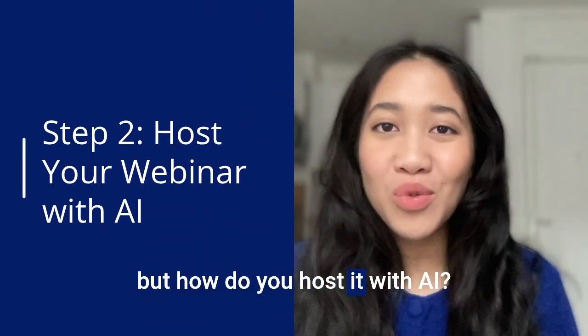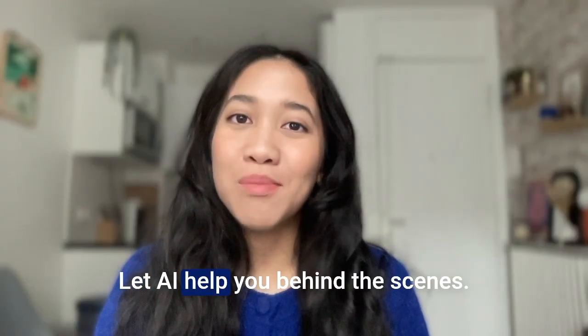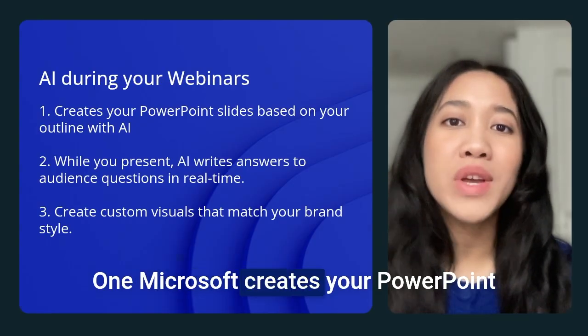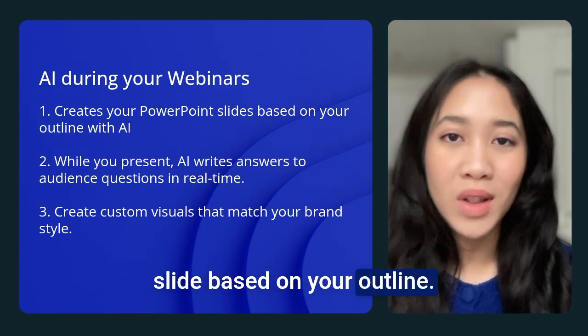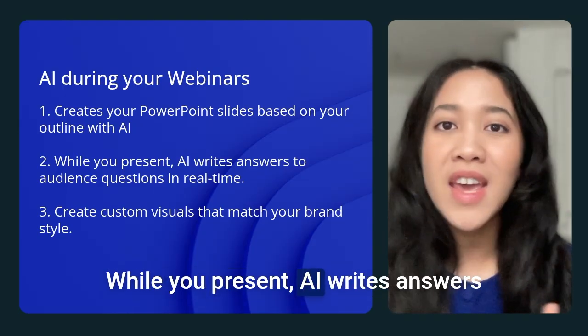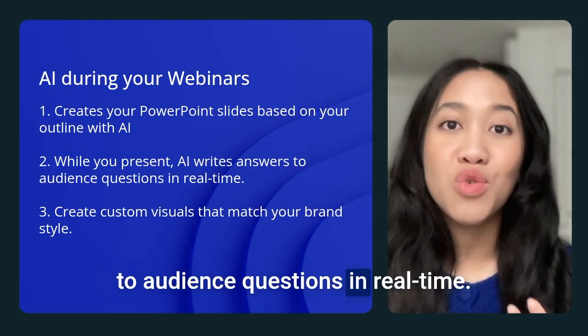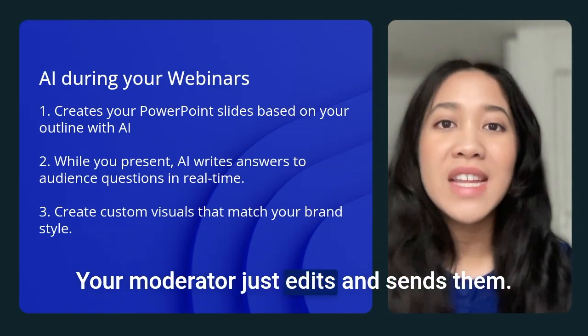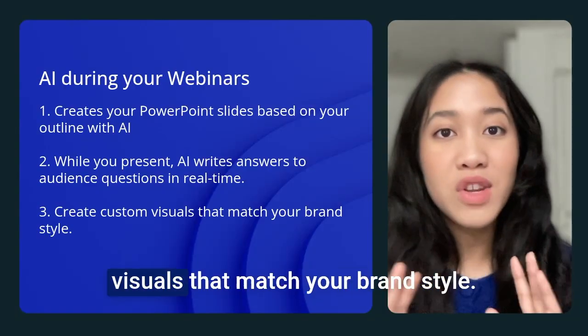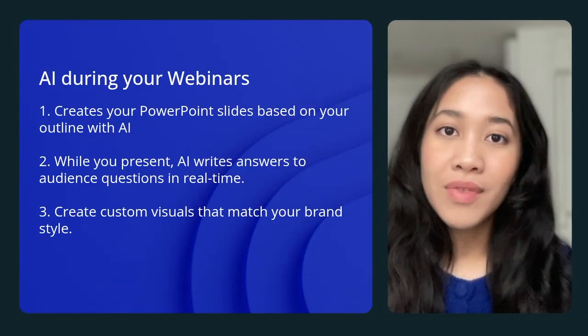But how do you host it with AI? Let AI help you behind the scenes. So here's how. 1. Microsoft Copilot creates your PowerPoint slides based on your outline. 2. Use a chatbot like HelloBrain. While you present, AI writes answers to audience questions in real time. Your moderator just edits and sends them. 3. Tools like Lasco create custom visuals that match your brand style.